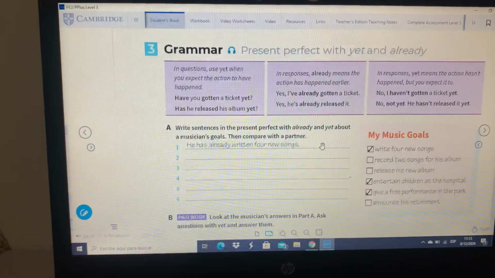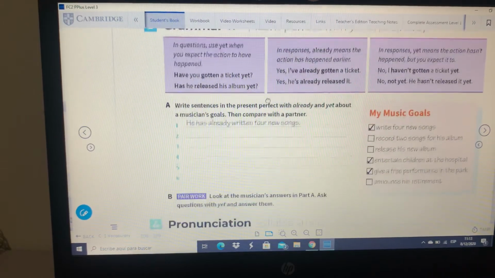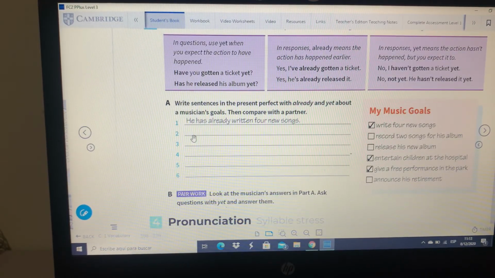In this practice, well, in here we don't have the answers because they could be different. It says write sentences in the present perfect with already and yet. And we have to use this information. He has already written 4 new songs. So here we have this information. Write 4 new songs. Record 2 songs for his album. Release his new album, entertain, etc.